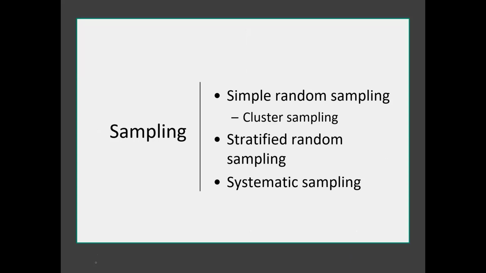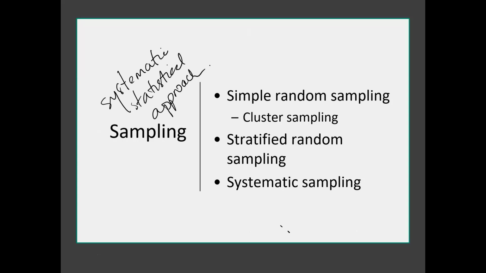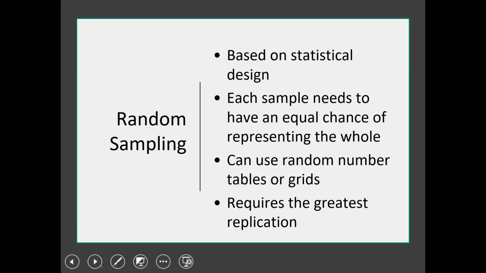Now, when you're sampling, you can also sample based on different approaches. Okay. All of these are actually based on a systematic, statistical approach. Simple random sampling is not random. Stratified random sampling is not random. These are all based on a systematic statistical approach. Random sampling is based on a statistical design, and each sample has to have an equal chance of representing the whole. So I can use a random number generator.